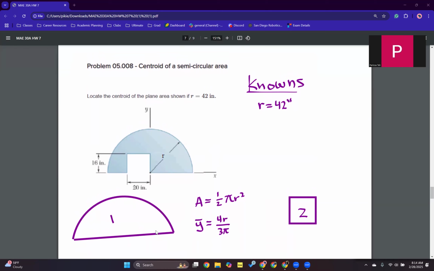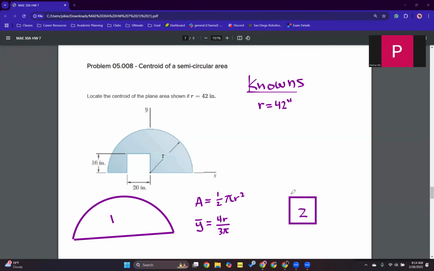Like I mentioned earlier, we have area 1, which is 1/2 pi r squared, and then the x centroid is just in the middle because it's symmetrical about the y-axis. And for our y centroid, once again, this is in that table. So that is 4r divided by 3 pi.